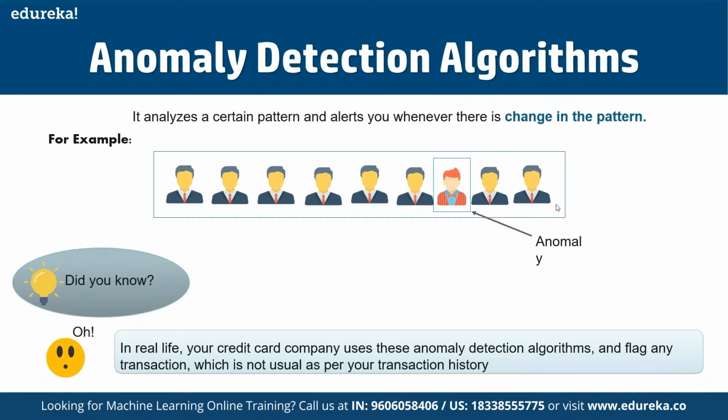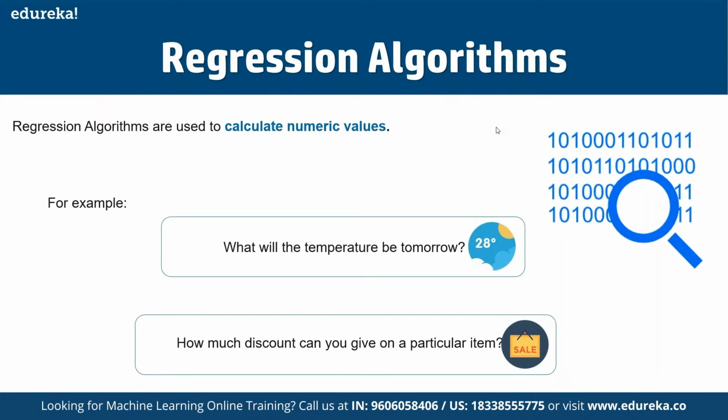Next, we have regression algorithms. Regression algorithms are used to calculate numeric values. For example, what will be the temperature tomorrow? That is going to be calculated based on the previous data set. How much discount can we give on a particular item? That is also part of regression. Basically, in this type of problem, the output is a continuous quantity. For example, if we want to predict the speed of a car given the distance, it is a regression problem. Regression problems can be solved by supervised learning algorithms, like linear regression.